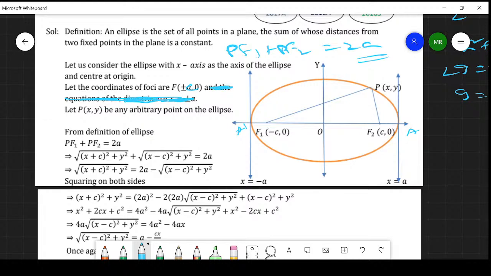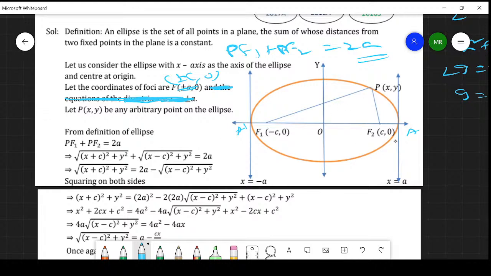You take only this one. Let the coordinates of the foci be plus or minus c comma 0. You take foci plus or minus c comma 0, and P(x, y) be any arbitrary point on the ellipse I have taken.